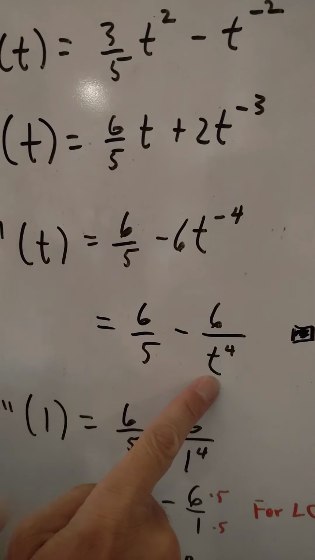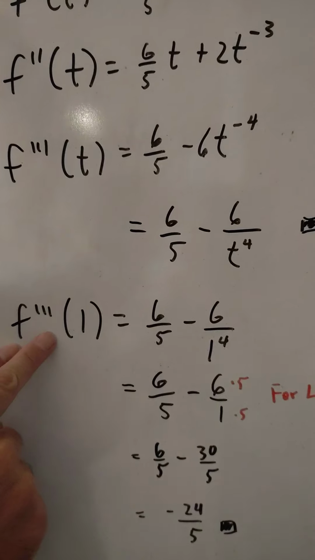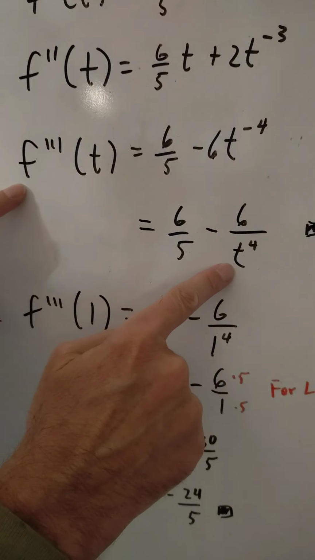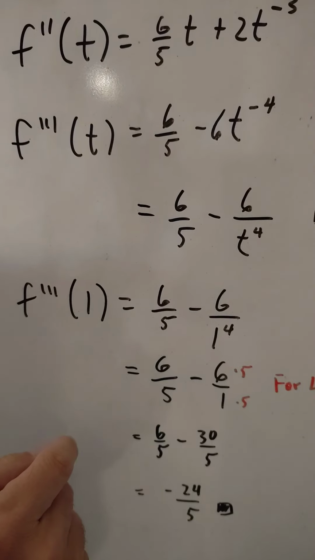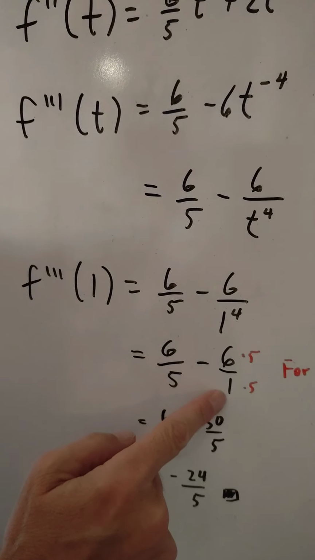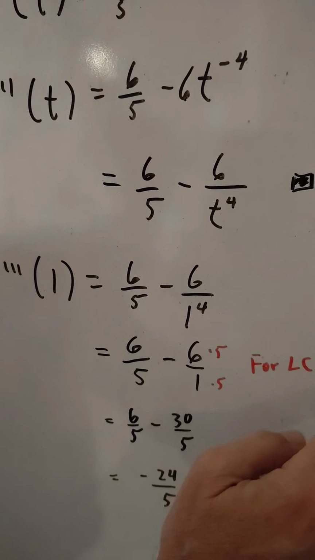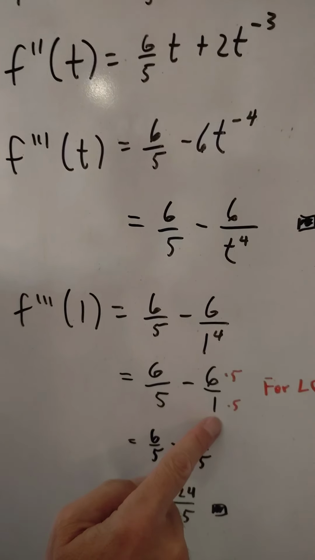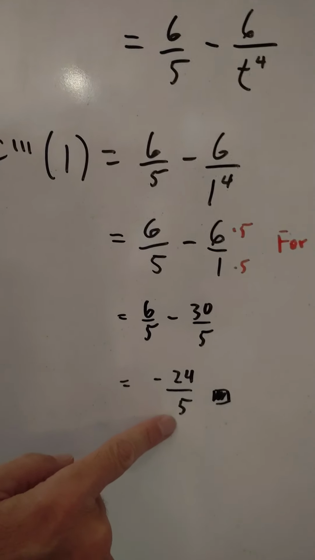Now that we have our third derivative, let's evaluate it when t is 1, because that was part of our problem. So what is f triple prime of 1? You go to your simplified answer of f triple prime. Wherever you see a t, you write a 1. So I get 6/5 minus 6 over 1 to the fourth. Let's simplify that as 6/5 minus 6 over 1, because 1 to any power is 1. I need a common denominator when I subtract, so LCD of 5, which means I'm going to multiply by 5 over 5 for this term to get 6/5 minus 30/5, which is equal to a negative 24/5.